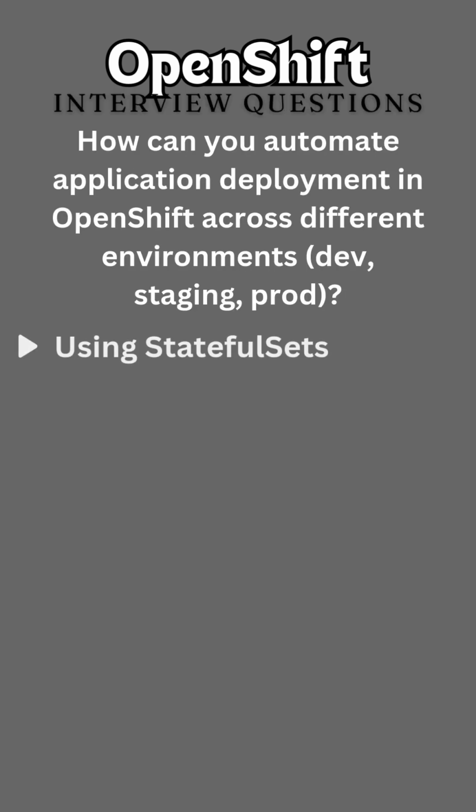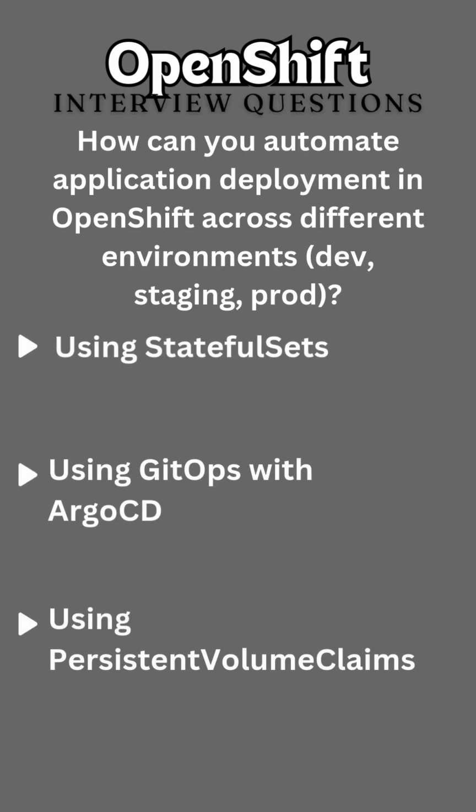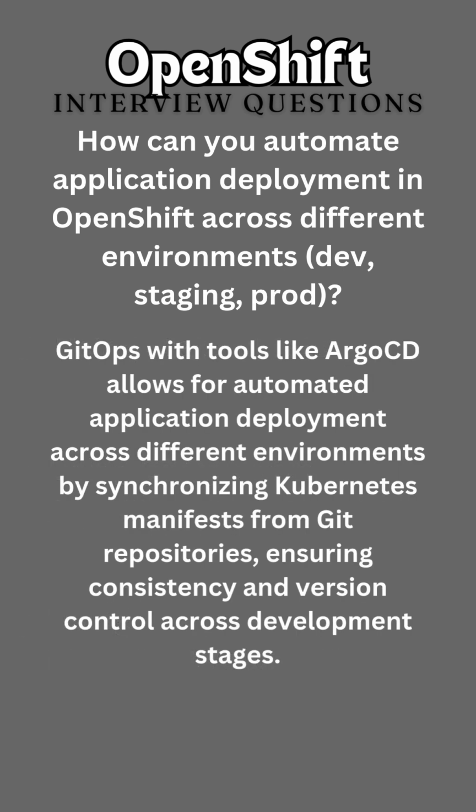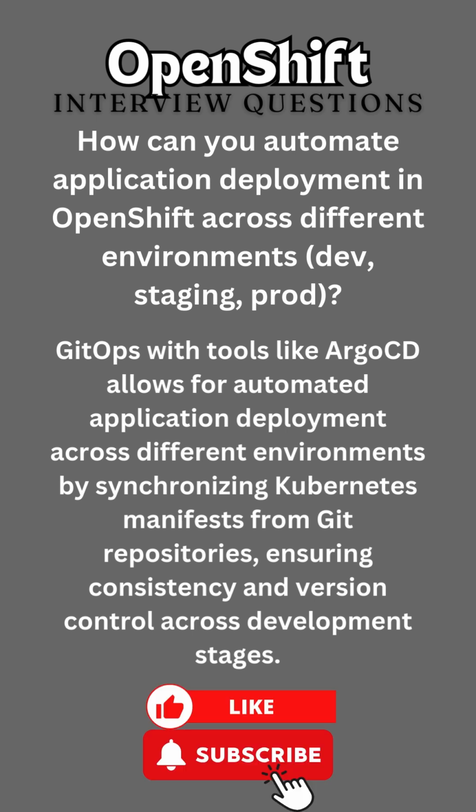How can you automate application deployment in OpenShift across different environments: dev, staging, prod? GitOps, with tools like Argo CD, allows for automated application deployment across different environments by synchronizing Kubernetes manifests from Git repositories, ensuring consistency and version control.